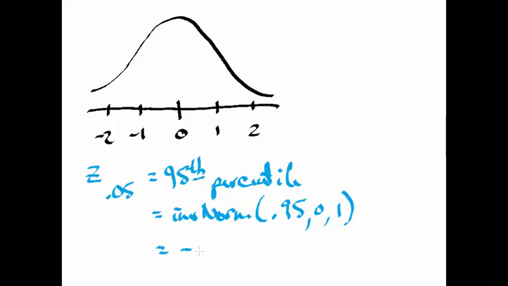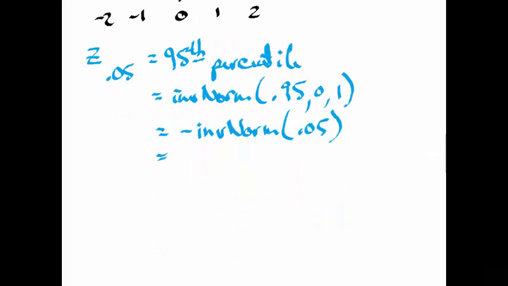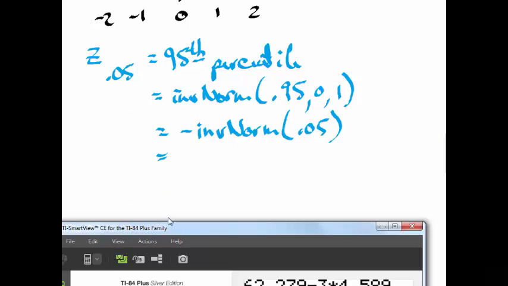Or again, by symmetry, I could just do INV norm and then V norm. That is by the symmetry of the distribution, right? It's symmetric here about this line. I can just put the number 0.05 in the subscript right directly in there and then slap a negative sign on there and I'll get the same answer. Okay, let me show you. I didn't do it that way last time for the other one. I'll do both ways this time with the calculator.